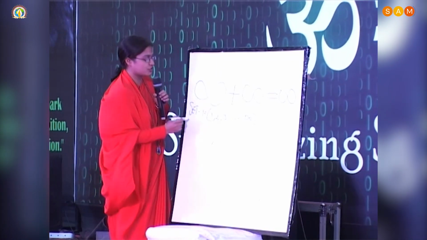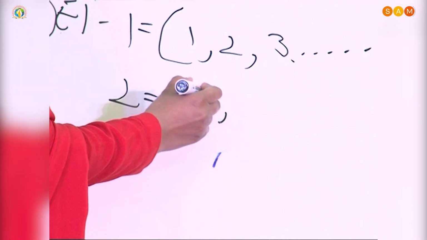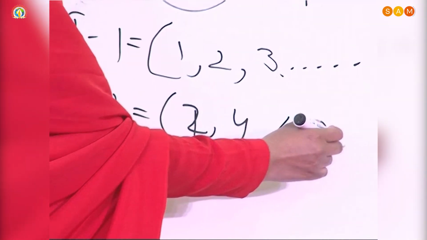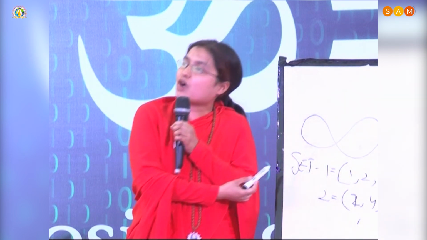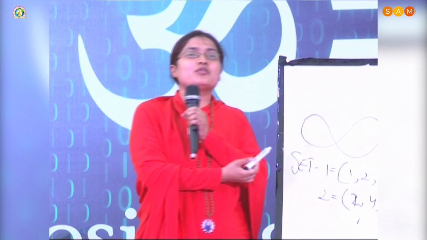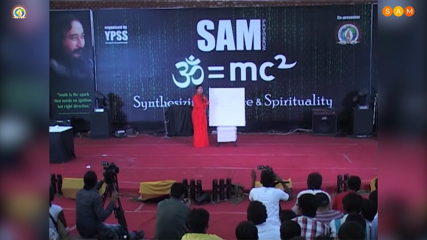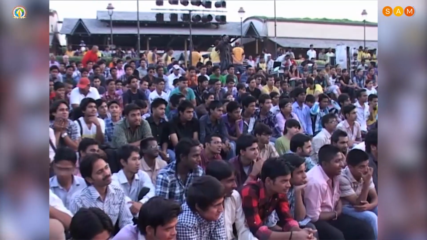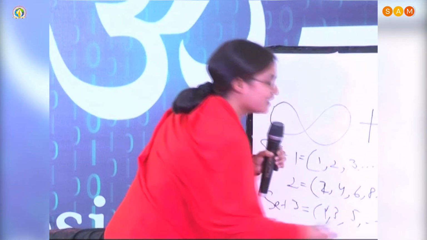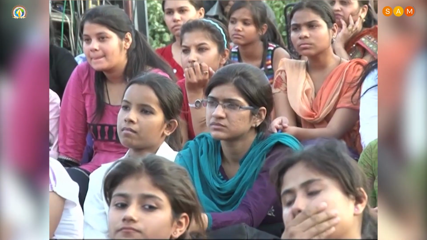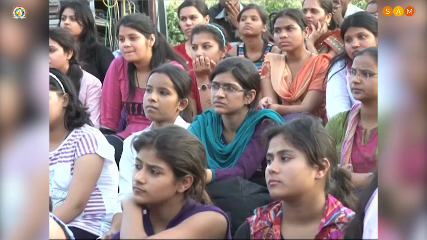Let's take another infinite set, set two, which is 2, 4, 6, 8 till infinity. This is also an infinite set, right? Now, if we subtract this infinite set two from infinite set one, what will we get? Yes, we will again get an infinite set three, which is 1, 3, 5 till infinity. So here we have a tremendously powerful mathematical property of infinity: if we subtract infinity from infinity, what do we get? Again infinity.